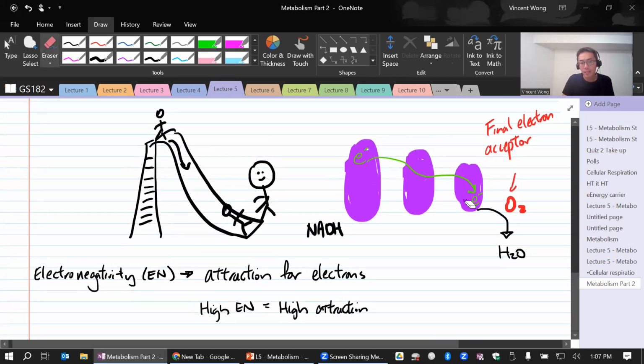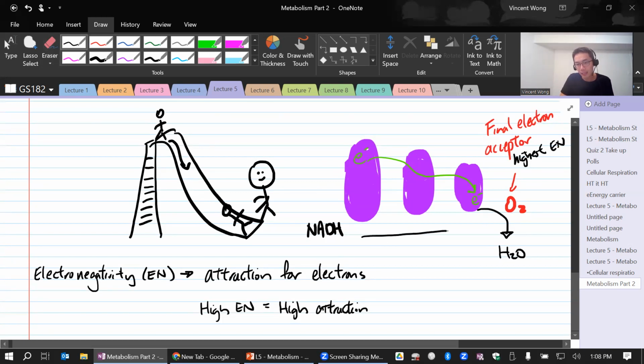So the proteins here are organized in a way that the next protein in the series is going to have higher electronegativity. The electron hops on, and then the next one loves the electron more. It has a higher EN, so it will grab the electron from it, and then the next one likes it more and grabs it from that one. Oxygen is the one with the highest electronegativity, so it will be the one that grabs the electron in the very end.